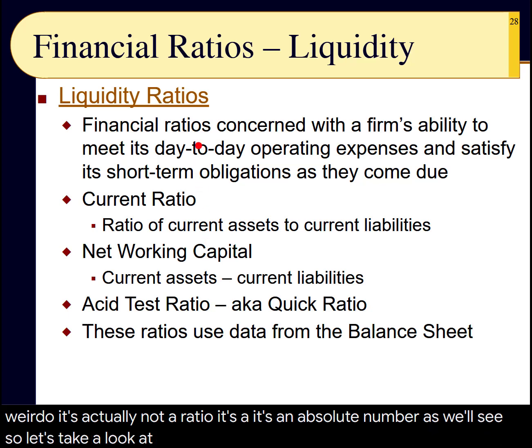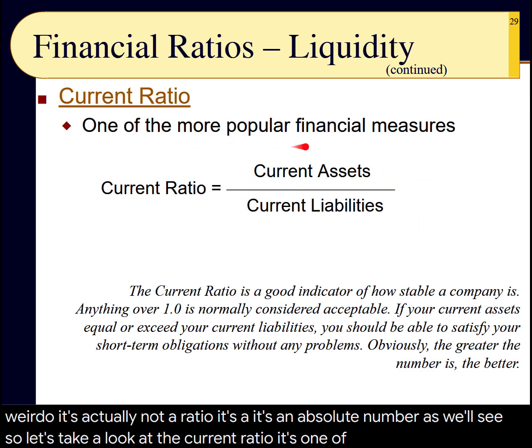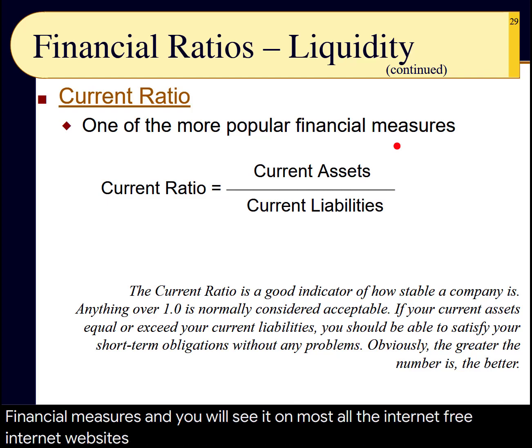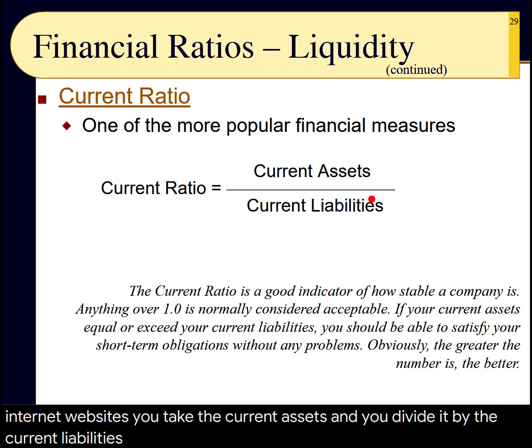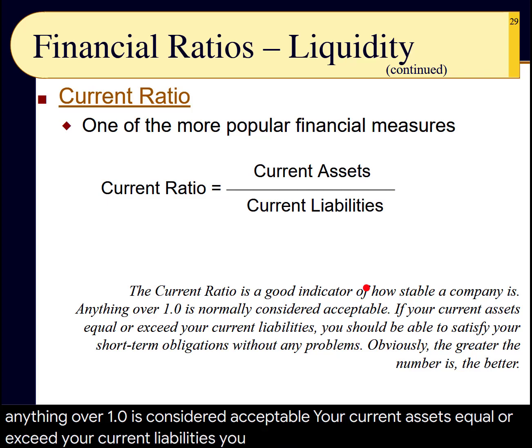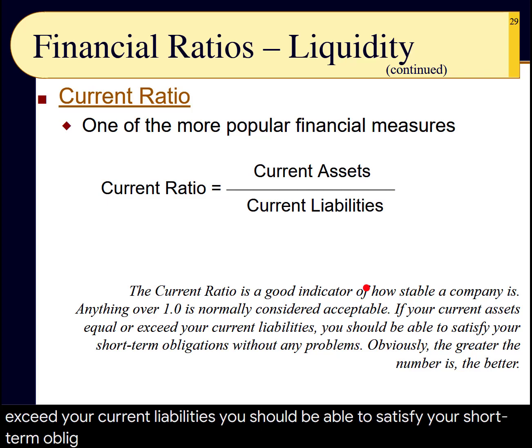So let's take a look at the current ratio. It's one of the more popular financial measures, and you will see it on most all the free internet websites. You take the current assets and you divide it by the current liabilities. So it's a good indicator of how stable a company is. Anything over 1.0 is considered acceptable. If your current assets equal or exceed your current liabilities, you should be able to satisfy your short-term obligations without any problems. Obviously, the greater the number is, the better.